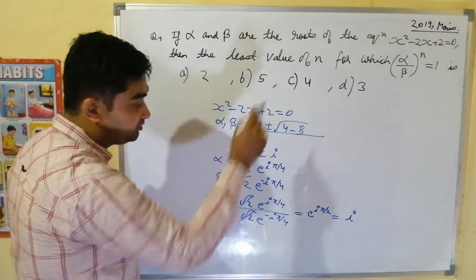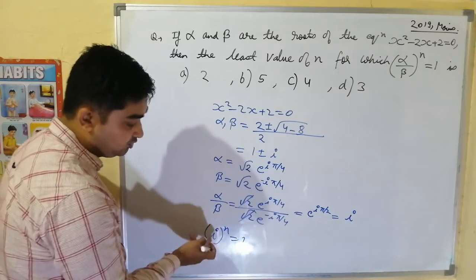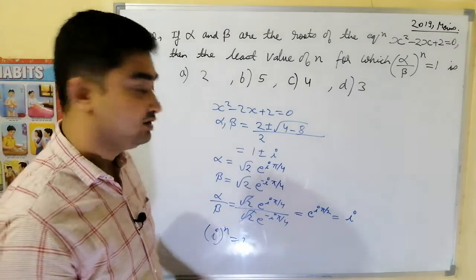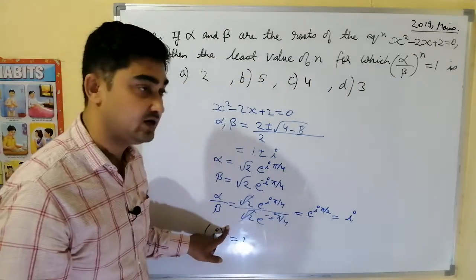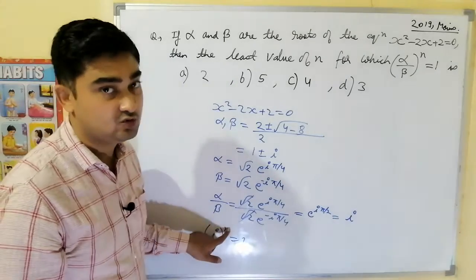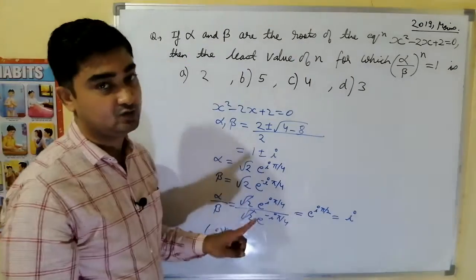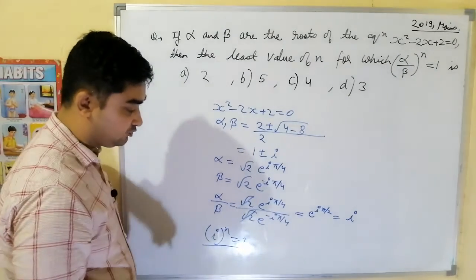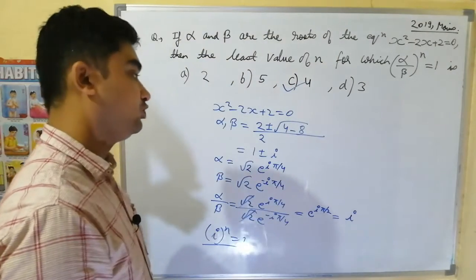Now alpha by beta power n means iota power n should become 1. And we know iota power 4 is 1. Because iota is under root of minus 1. Iota square is minus 1. Iota cube is minus iota. Iota power 4 is 1. Again iota power 5 is iota. So it will have cyclic values. Iota power 4 is 1. So among the given options, the correct answer is 4.